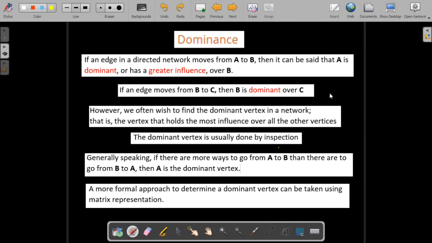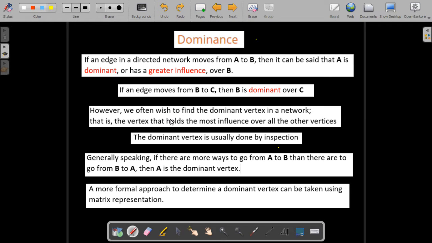So a fair bit of definitions to start with. We're looking at what's called the dominance matrix. So we're looking at what vertex, or what town in our example before, has the most influence over the other towns. If an edge in a directed network moves from A to B, then it is said that A is dominant. It's moving from A to B, so A is more dominant over B. If an edge moves from B to C, then B is dominant over C because we're moving from B to C.